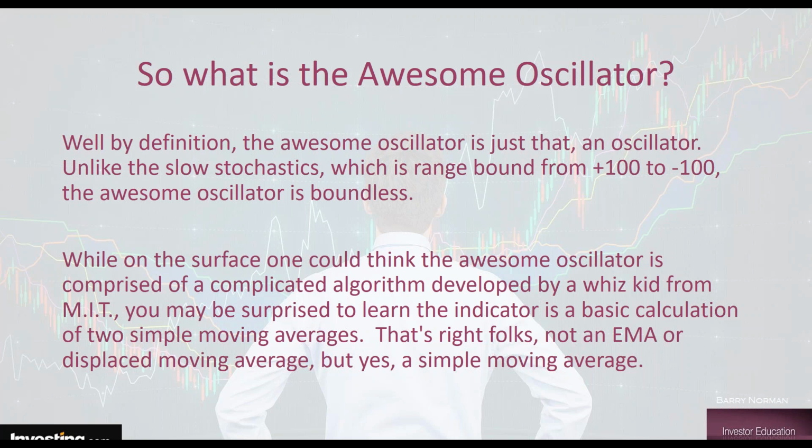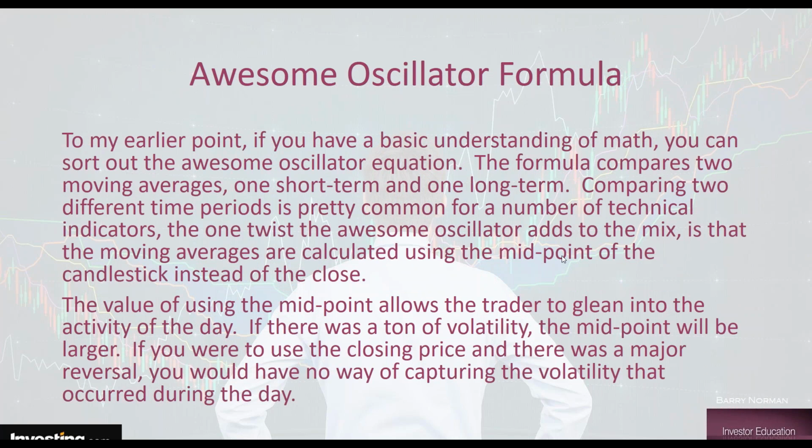And we can combine this awesome oscillator. It's gaining much more popularity, and it uses the combination of several oscillators to come up with a firm mathematical decision. While on the surface one could think the awesome oscillator is comprised of a complex algorithm developed by a whiz kid from MIT, you may be surprised to learn the indicator is a basic calculation of two moving averages. That's right, folks, not an EMA or a displaced moving average, but simple moving averages.